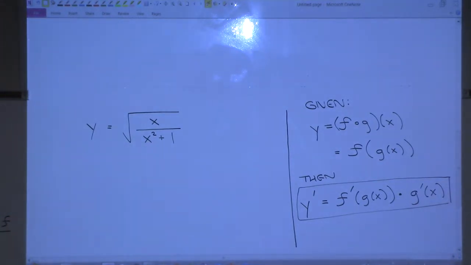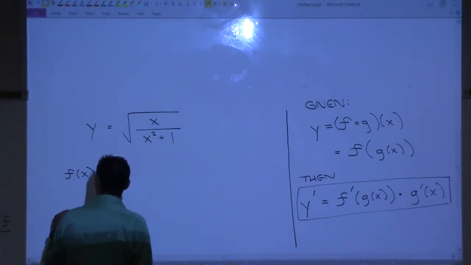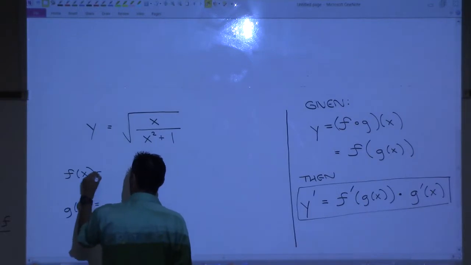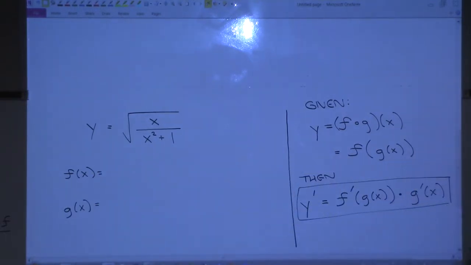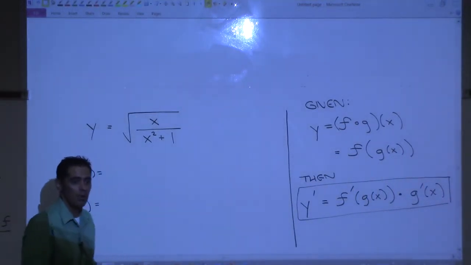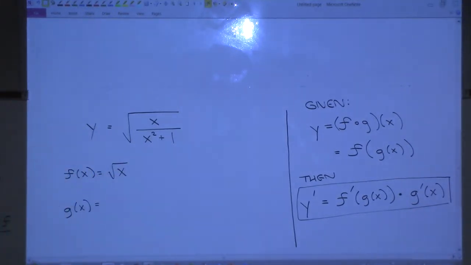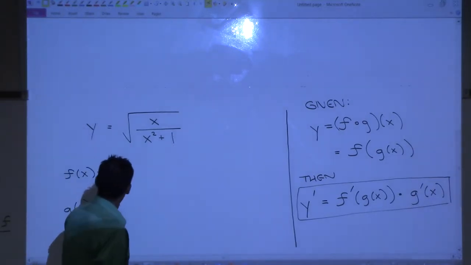So look at this one here. Do you see composition? Do you see an outer function and an inner function? I'm still sticking to 2 functions right now. What would be f and what would be g? Let me call on somebody, because everyone said, yeah, I got it. No problem. Marcus. Do you see an outer function? Yes. What do you got? Square root function. So square root of x. Everyone good? And then what is your inner function? X over x squared plus 1.